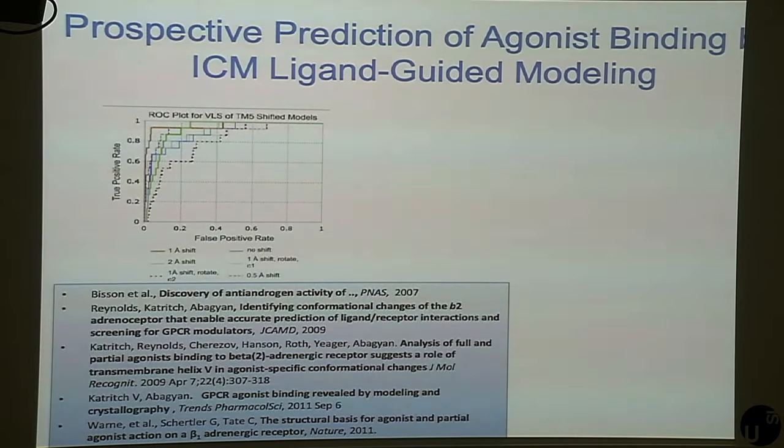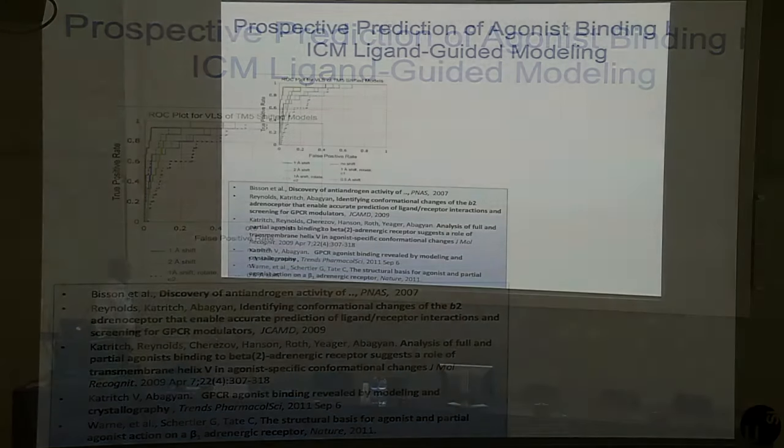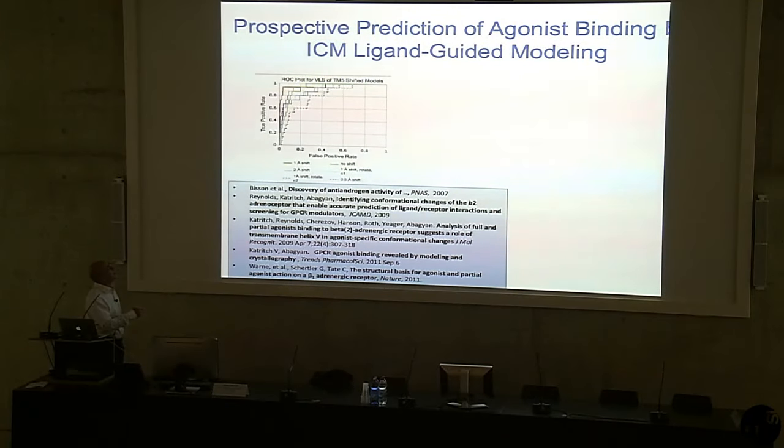Another great Italian scientist, William Bisson. I noticed that there is a city called Bissone somewhere on the way, and maybe that's where he's coming from. But he was the first author in that paper, discovery of antiandrogen activity of some cancer medication. And I also have another application where we predicted the agonist-bound conformation of the beta-2 adrenergic receptor, starting from the antagonist-bound conformation.